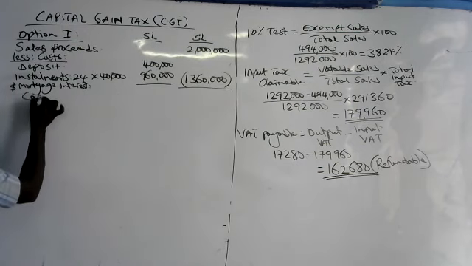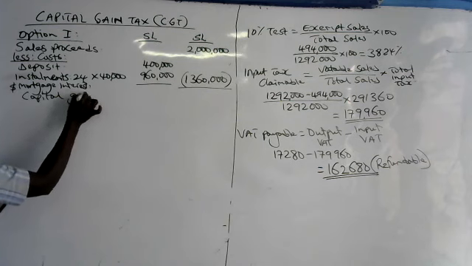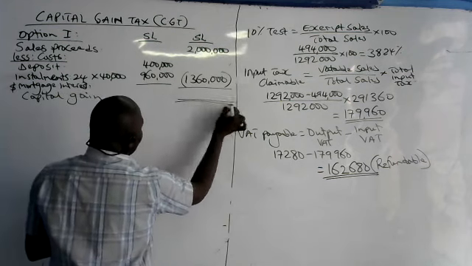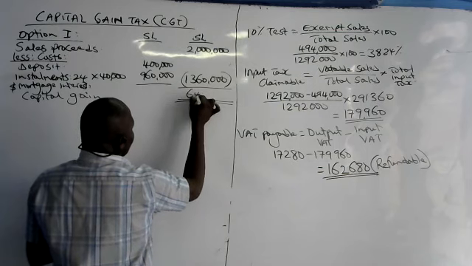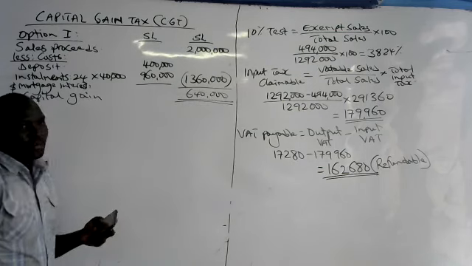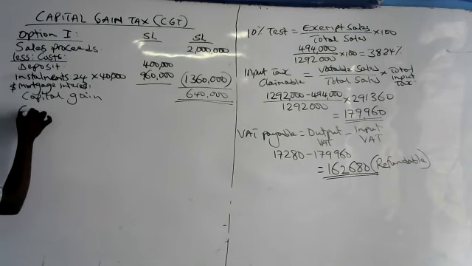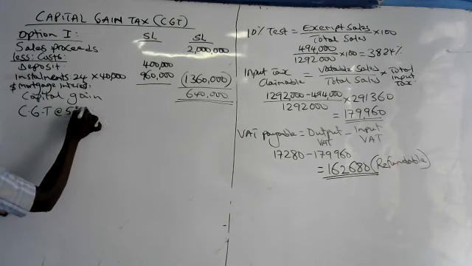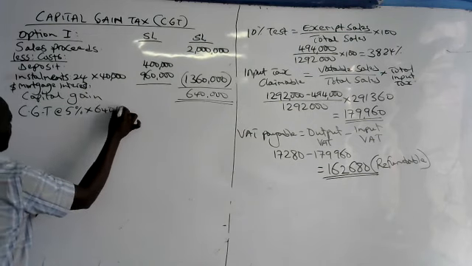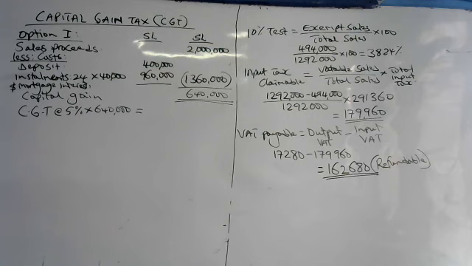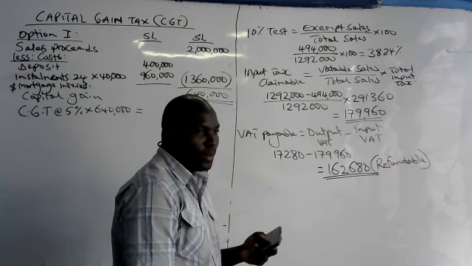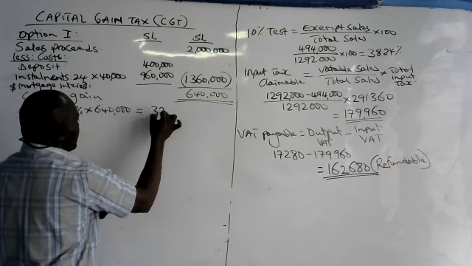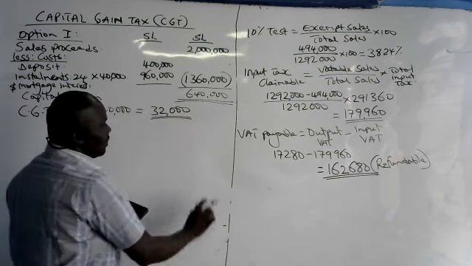So capital gain. We made a gain of how much? I think 640. So can we have the CGT, capital gain tax? So 5% of 640. How much? So 32,000. That is option 1.